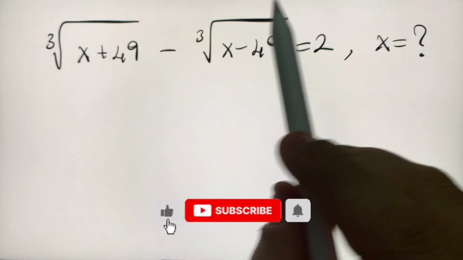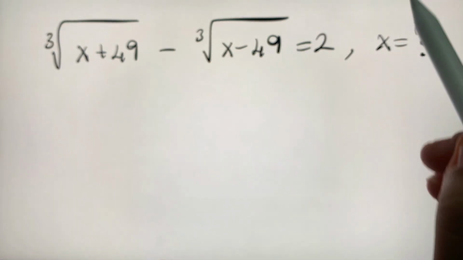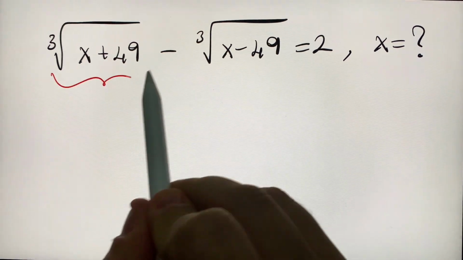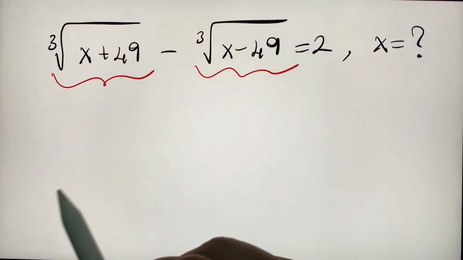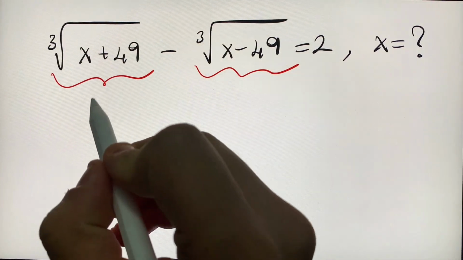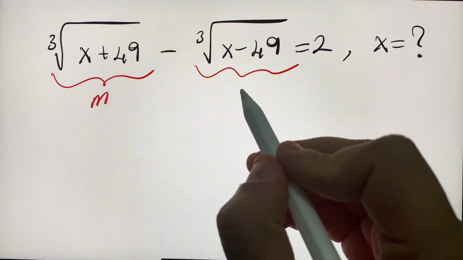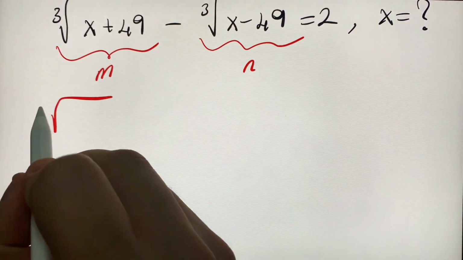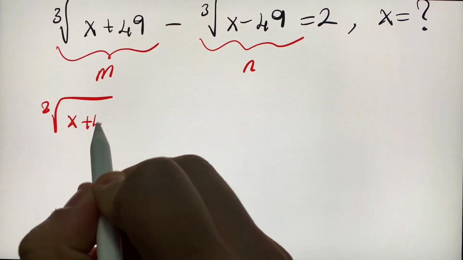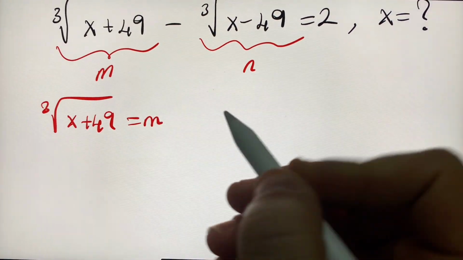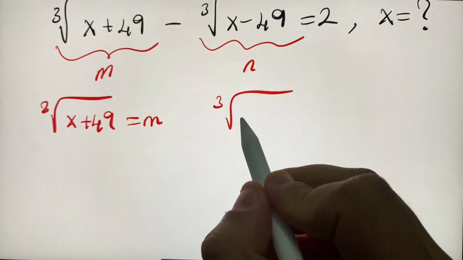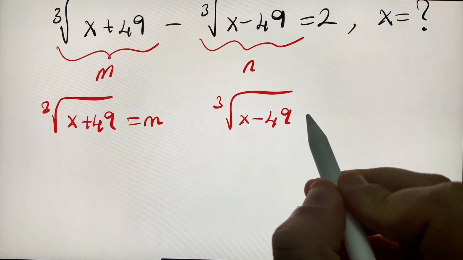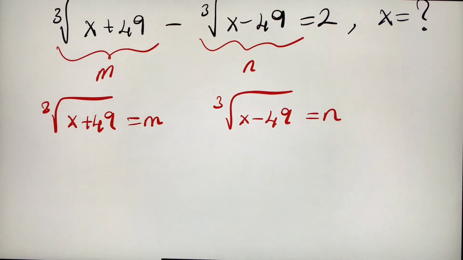Let's start. Now it is impossible for me to solve this question like this. What do I have to do? I need to give a name to the expressions here. I call this one M and I call the other expression N. In this case, the question becomes: the cube root of x plus 49, M, minus the cube root of x minus 49 is equal to the expression N.